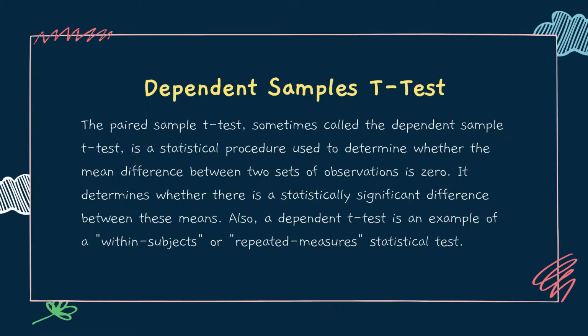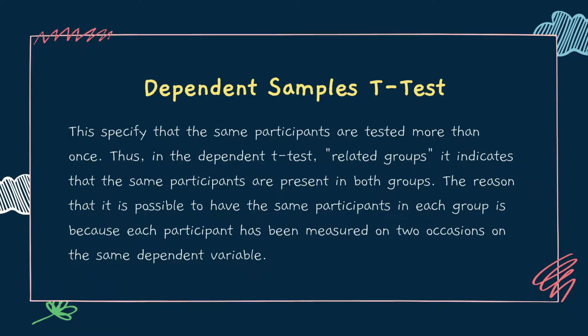The paired sample t-test, sometimes called the dependent sample t-test, is a statistical procedure used to determine whether the mean difference between 2 sets of observations is 0. It determines whether there is a statistically significant difference between these means. Also, a dependent t-test is an example of a within subjects or repeated measures statistical test. This specifies that the same participants are tested more than once. Thus, in the dependent t-test, related groups indicates that the same participants are present in both groups.